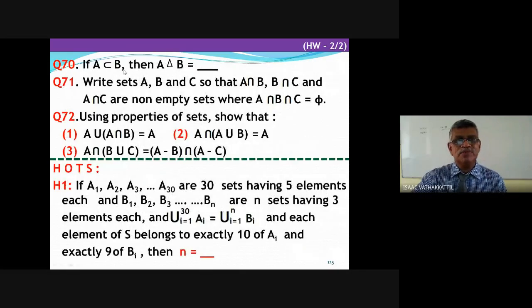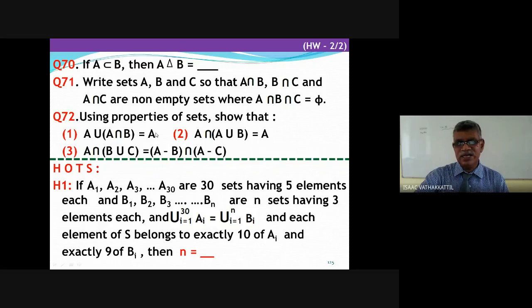If A is a subset of B, then what is A delta B? You refer, what is A delta B? If you have doubt, you can ask me. We have done it. Write sets A, B, C so that A intersection B, B intersection C, and A intersection C are non-empty sets where A intersection B intersection C is null set. This is only to write examples. Using properties of sets show that A union (A intersection B) is A.